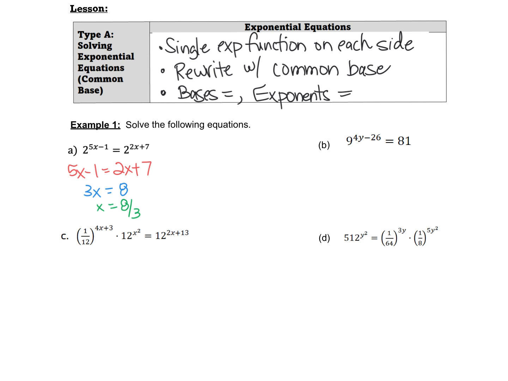Okay. So right now I only see one exponential expression, all right, but it has a base of 9. The other side's 81. Could we do anything to make it better for ourselves? Yeah, 81's 9 squared. Okay. And so now I've got two exponential expressions. So 4y minus 26 equals 2. All right, again, much nicer to solve.